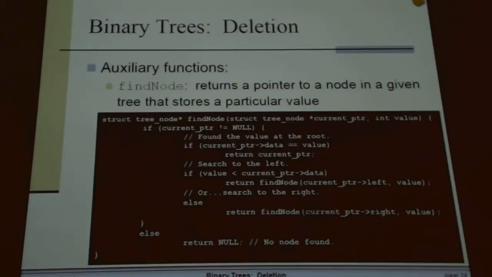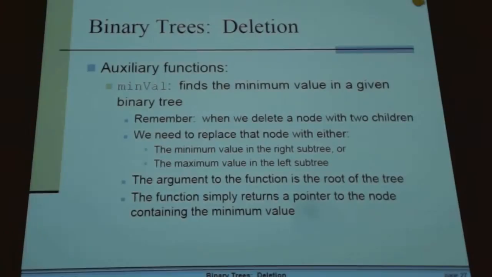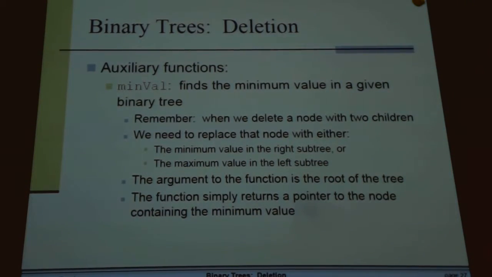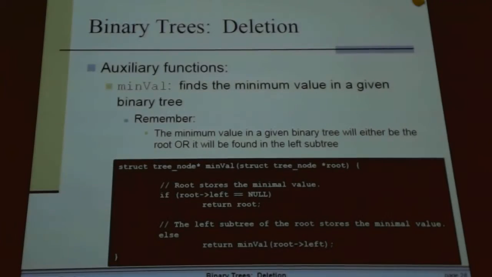So first we did the find. We found who his parent is. We found that minimum value. So here, when we delete a node with two children, we know that we've got to replace it with either the minimum value in the right subtree or the maximum value in the left subtree. And so that's what these functions are doing for us. And it just returns a pointer to those values.